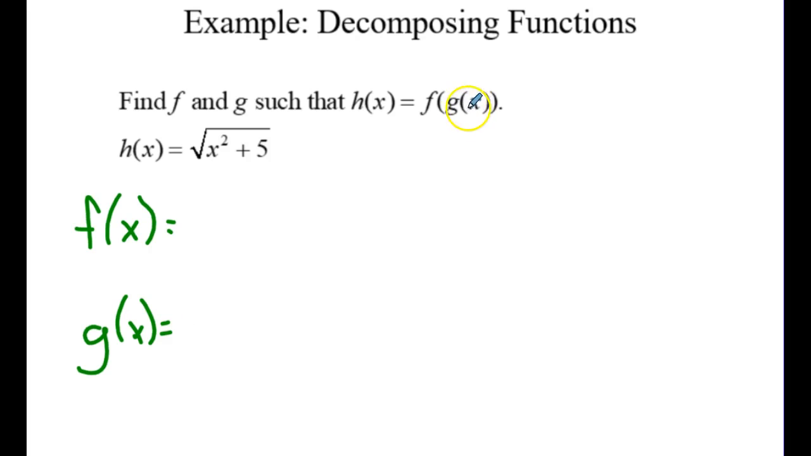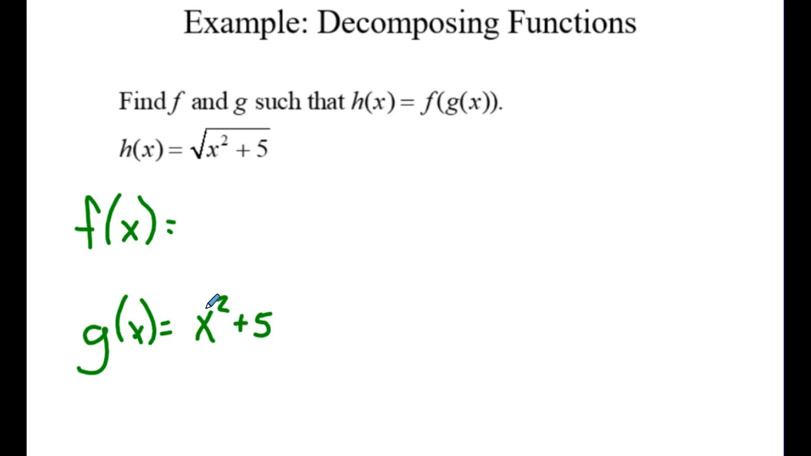Okay, g of x is our inside function. I think in this case it's actually easier to find what that function is going to be. So we're looking at what expression could be on the inside of this function. Well, we have a radical. If we take what's underneath the radical and rewrite that as a function itself, so g of x is equal to x squared plus 5. Okay, that's our inside function.